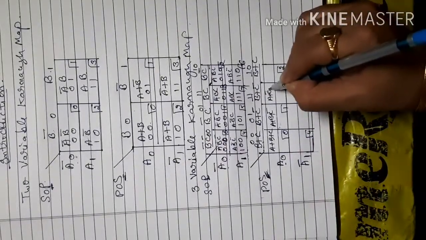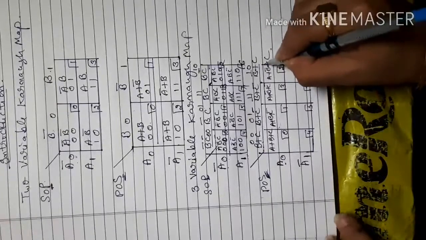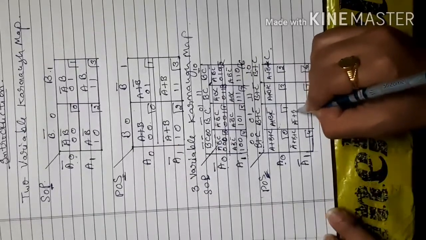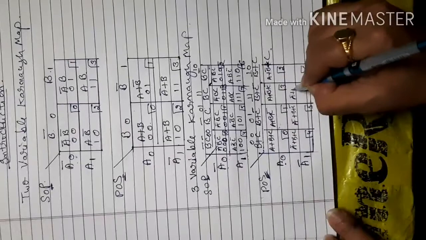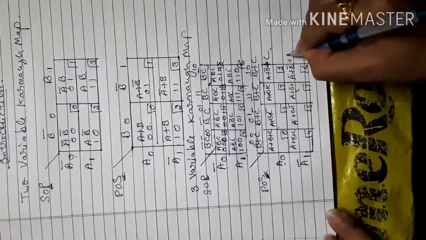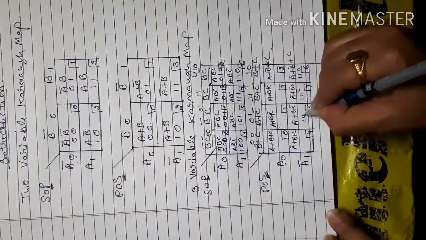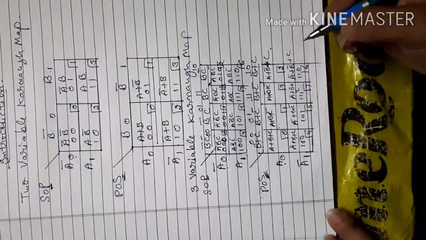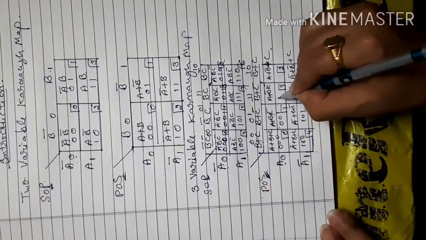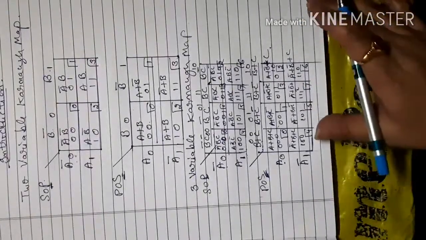So A plus B plus C complement, A plus B complement plus C, then A complement plus B plus C, then A complement plus B plus C complement, then A complement plus B complement plus C complement, and here also A complement plus B complement plus C. So that is 110, this is 111, this is again 101, this is 100, and this is 000, this is 001, this is 011, and this is 010.